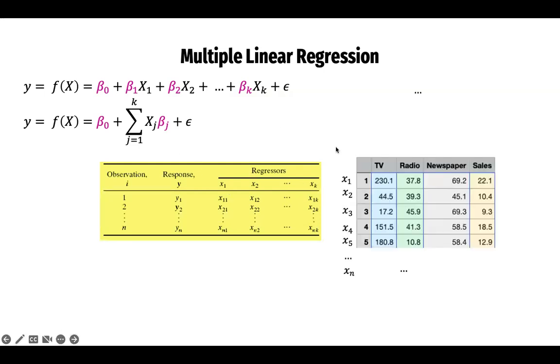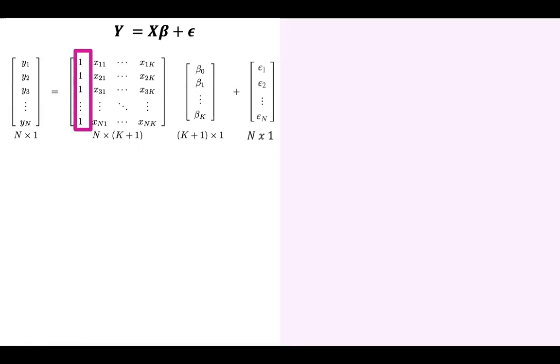As an example here, we have the advertising data set. We have three features: TV, radio, and newspaper. Our response y is the sales, which we try to predict using these predictors. We can represent that in matrix form: y is equal to x beta plus the error.